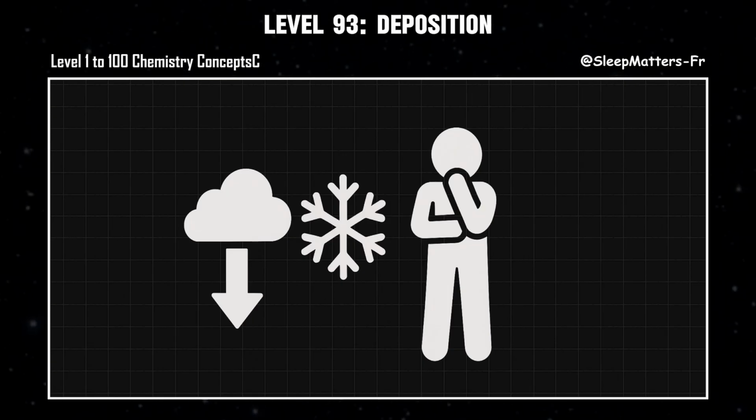In manufacturing, thin layers of metal can be deposited onto surfaces using a process called vapor deposition. Even the soot from a candle flame can deposit on a surface, creating a black layer. Deposition is everywhere, once you know what to look for. It is a reminder that change is not always a smooth transition. Sometimes it is an instant transformation.